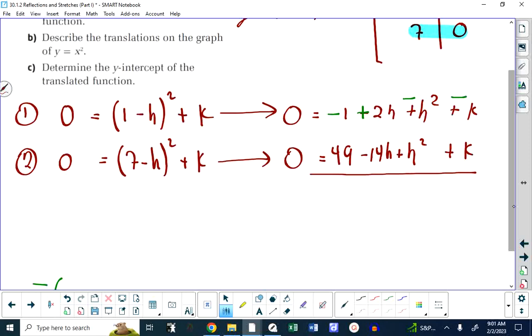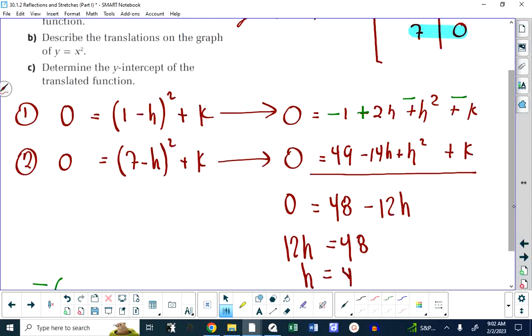So now when I add these, I get 48 minus 12h is 0. These two add to give 0. These two add to give 0. So now I can solve for h. 12h equals 48. H equals 48 divided by 12. Last I checked, I believe that's 4.